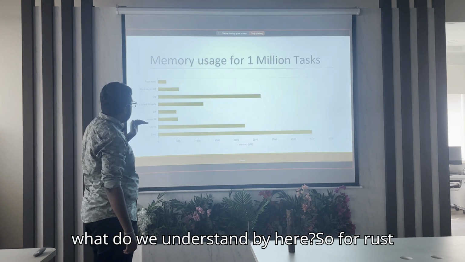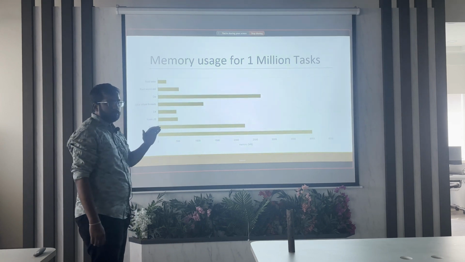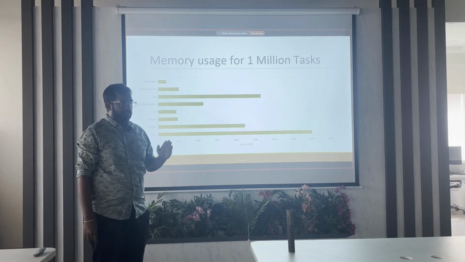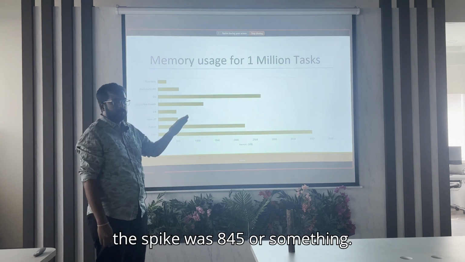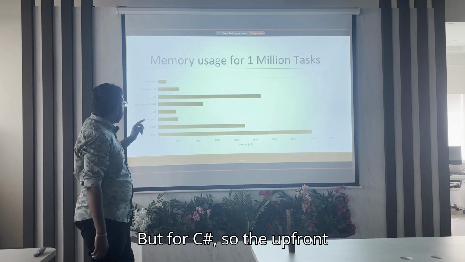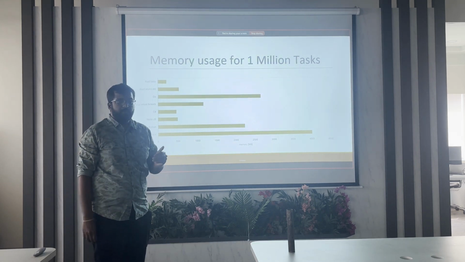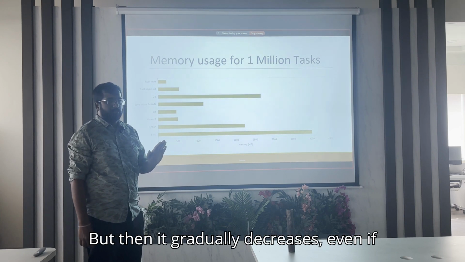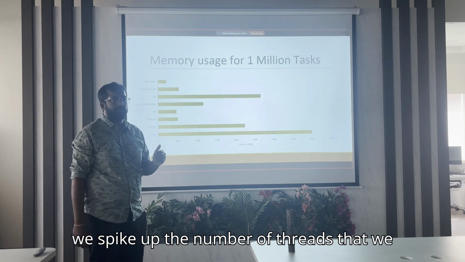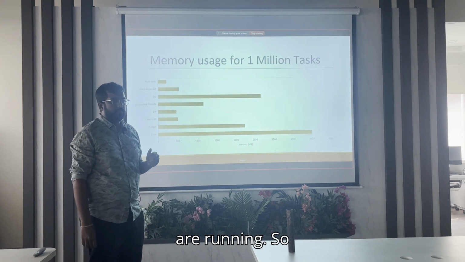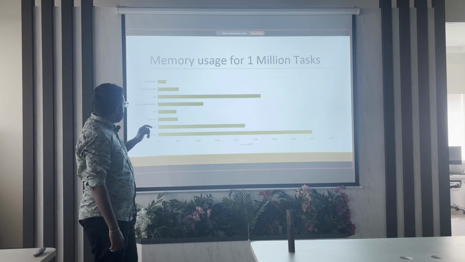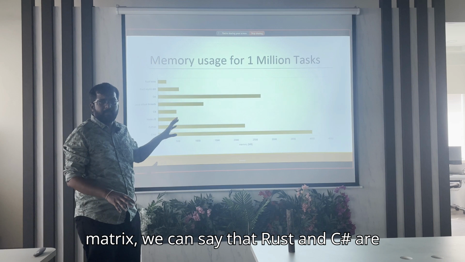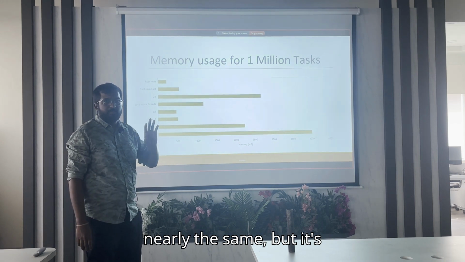So what do we understand from here? For Rust, if we keep on increasing the number of threads, if we keep on increasing the parallel processing, this spike was in the 45 range or something. But for C#, the upfront resource cost is very high, but then it gradually decreases even if we spike up the number of threads that we are running. So just looking at this matrix, we can say that Rust and C# are nearly the same, but it's not the case.